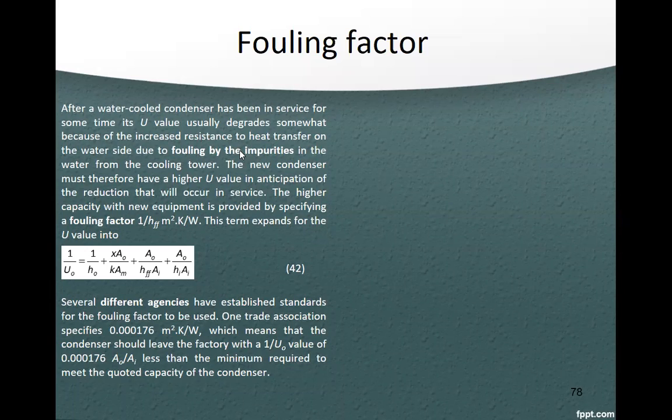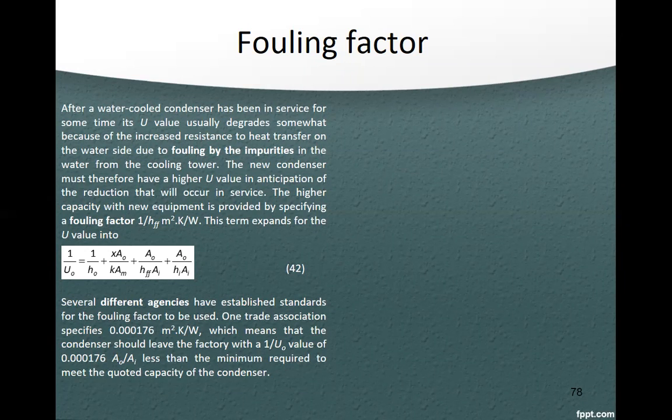Next is the fouling factor. After a water-cooled condenser has been in service for some time, its U value usually degrades somewhat because of the increased resistance to heat transfer on the water side due to fouling by the impurities in the water from the cooling tower. So the new condenser must therefore have a higher U value in anticipation of the reduction that will occur in service. So, baliktad.